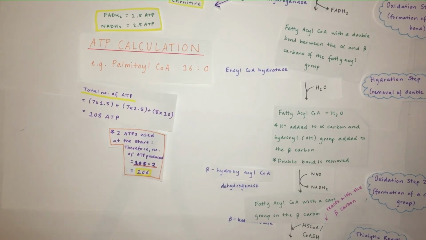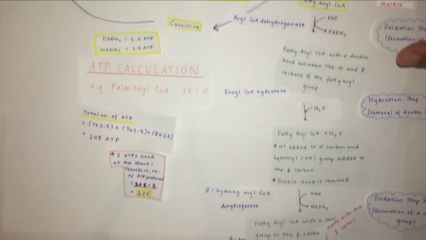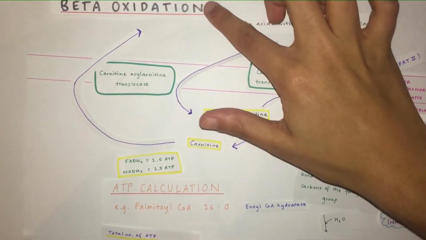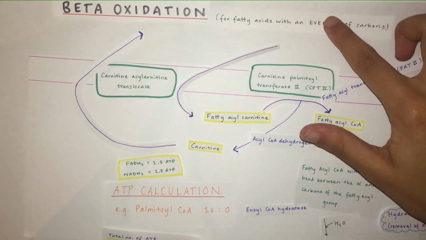And you can repeat the same process that we just did for any other fatty acid of varying carbons, but just ensure that they're even, because this was explaining beta oxidation for fatty acids with an even number of carbons. And now you can calculate the ATP. I think calculating ATP is a really important part of this process because that shows that you understand what's happening in beta oxidation. So that is the basics of beta oxidation with an even number of carbons.